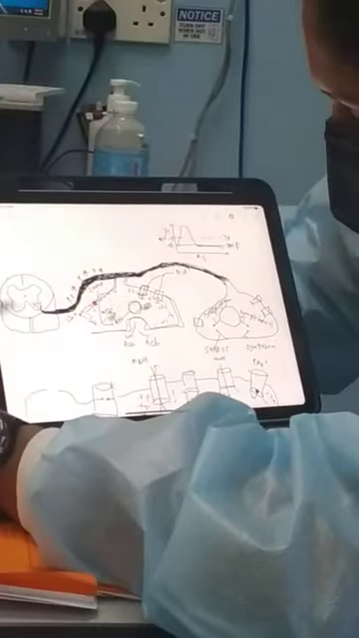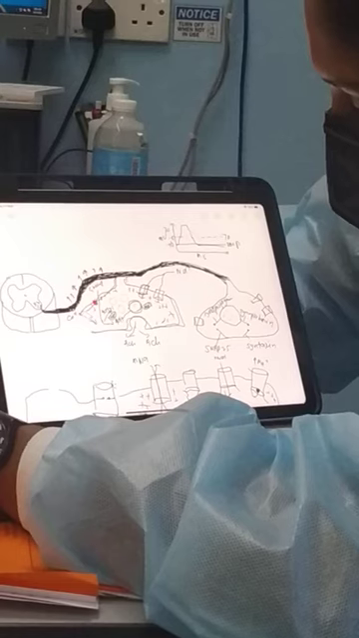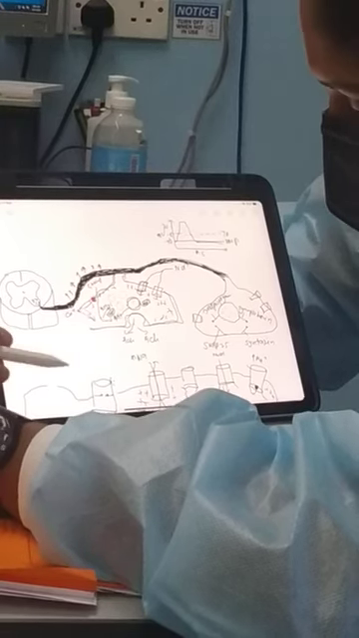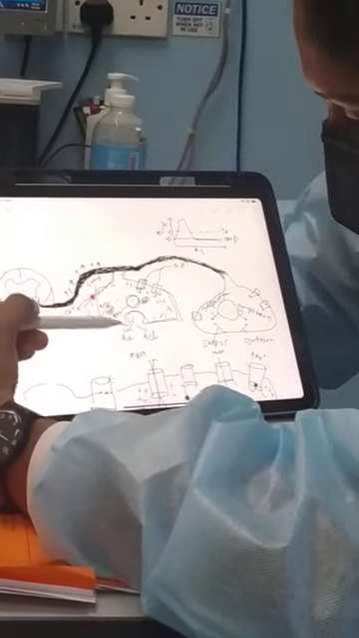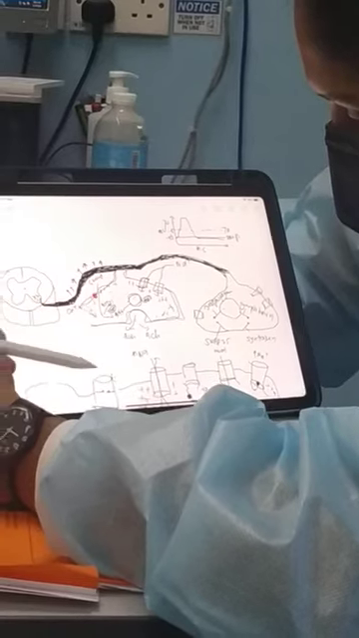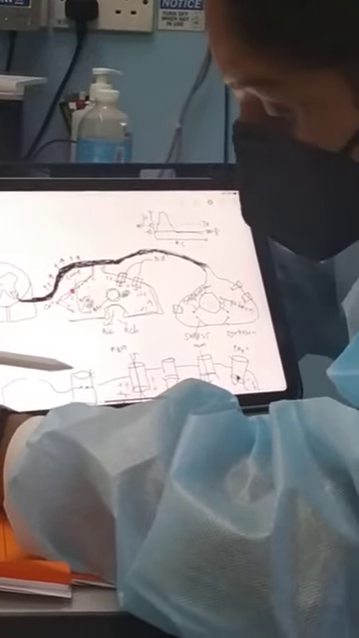The gap between this one and this one is the synaptic cleft. The acetylcholine will go out, and then there is a ligand-gated sodium channel.